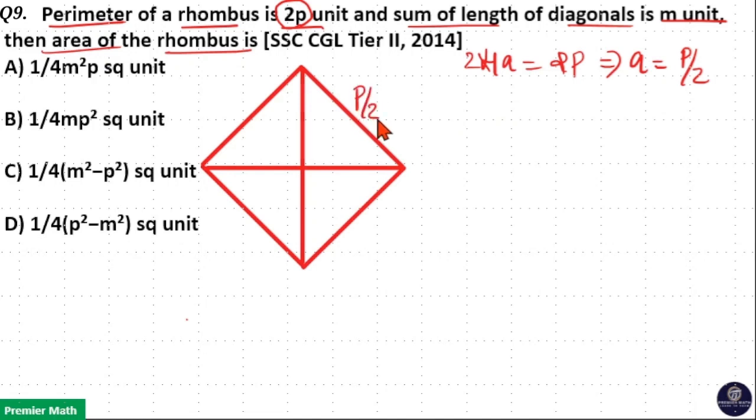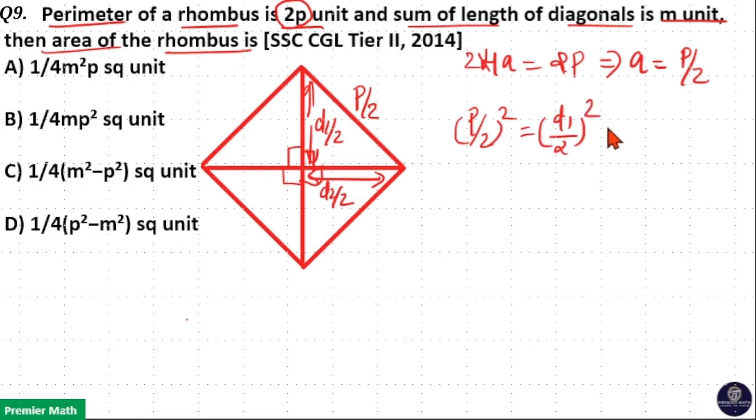So if a is equal to p by 2, in a rhombus, consider diagonal 1 as d1 and diagonal 2 as d2. Then d1 and d2 bisect each other at 90 degrees, which means half of this diagonal is d1 by 2 and this half is equal to d2 by 2. Here this length, as per Pythagoras theorem, p by 2 the whole square is equal to d1 by 2 the whole square plus d2 by 2 the whole square, which means p square is equal to d1 square plus d2 square.